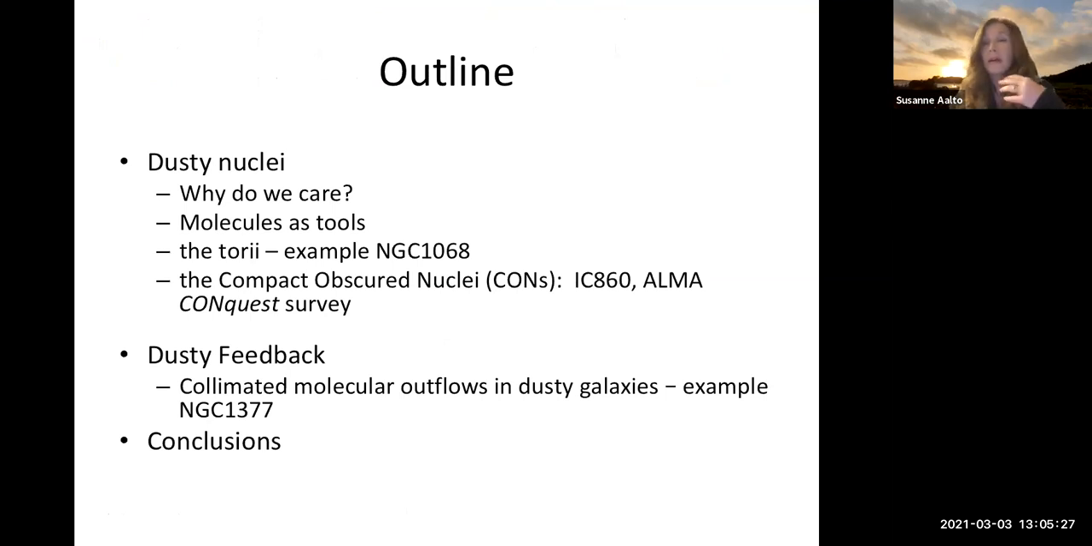So a quick look at dusty nuclei. Why do we care, and why do we want to use molecules as tools? Some of you may not be familiar with that. Then an example, one of the most popular AGN tori, NGC 1068, and then we'll move on to the CONs, the compact obscure nuclei. If there's time towards the end, we'll take a look at dusty feedback and the surprising radio quiet molecular jet in the very unassuming galaxy NGC 1377.